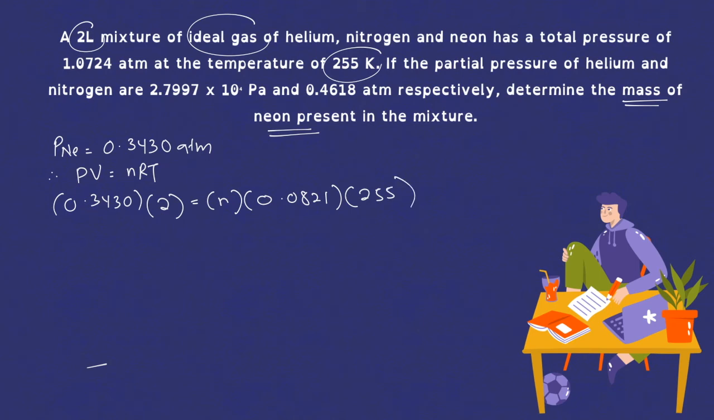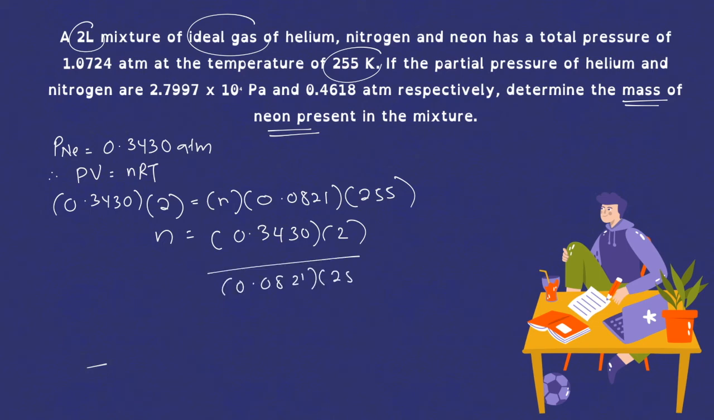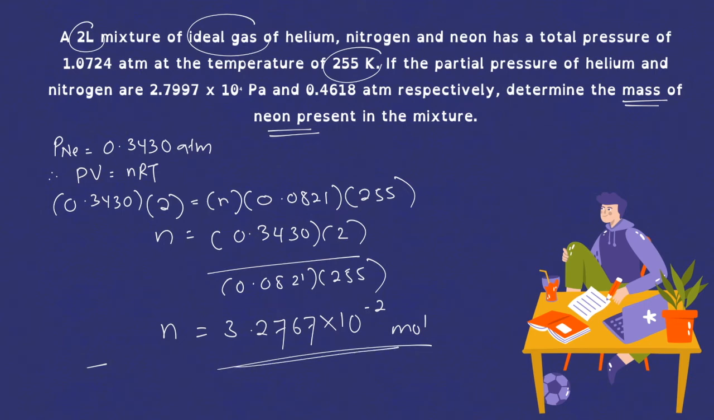From here, you can get your n is equivalent to 0.3430 times 2 divided by 0.0821 times 255. From here, you get your n equivalent to 3.2767 × 10^-2 mole. Once you get the number of mole, you can definitely get the mass of neon present in this mixture.